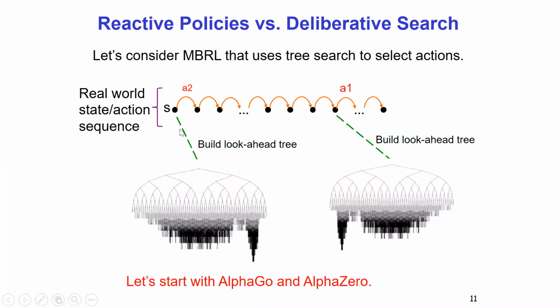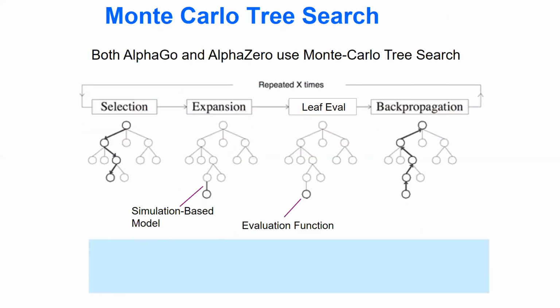And those of you familiar with chess engines or just planning in general, when we say deliberation, we mean here's a current state, think about it for a while, build a search tree, and figure out what to do. AlphaGo and AlphaZero are two examples of systems that do this. They're going to actually, at runtime, use tree search to solve chess and Go and shogi. They use Monte Carlo tree search.